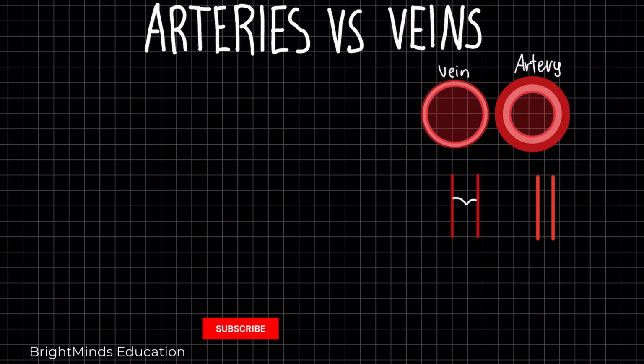Today we will learn about the arteries and veins. This is an important topic because we can get them mixed up very easily. We will cover the differences between the two, as well as special features that help the blood vessels keep waste out of our bodies.